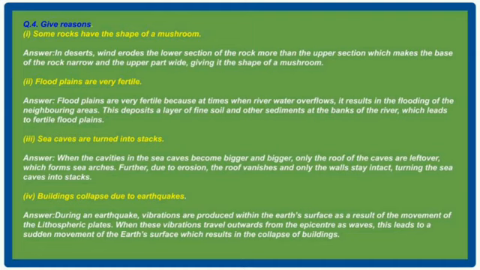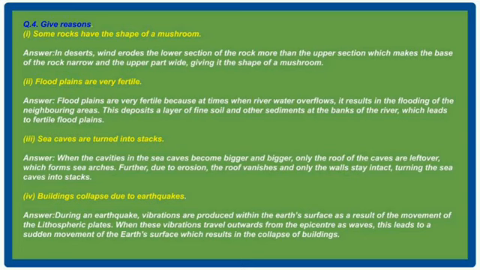Now sentence number 2, floodplains are very fertile, and the reasons are: floodplains are very fertile because at times when river water overflows, it results in the flooding of the neighboring areas. This deposits a layer of fine soil and other sediments at the banks of the river, which leads to a fertile floodplain.